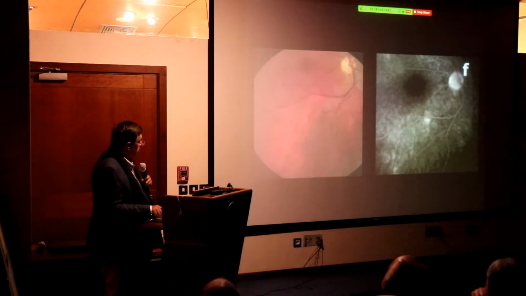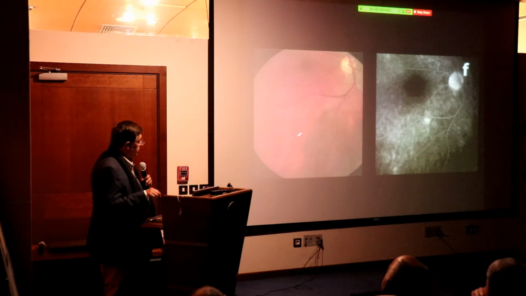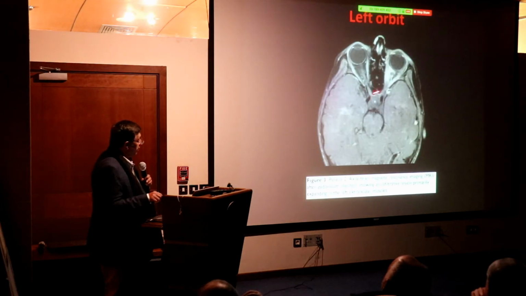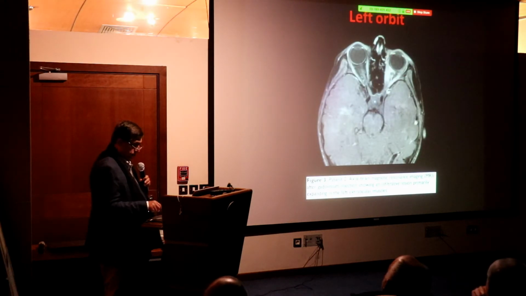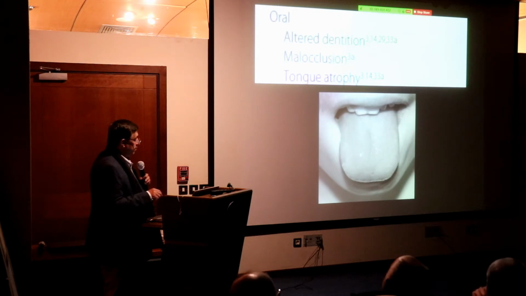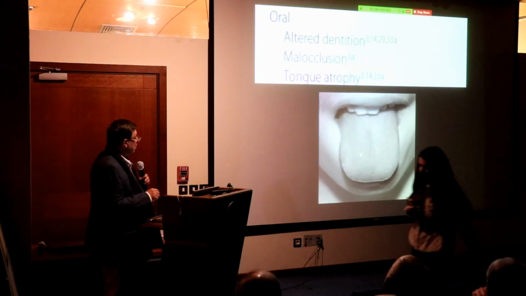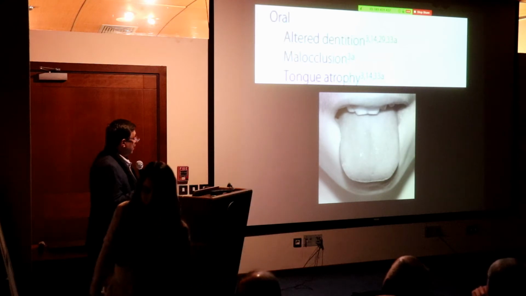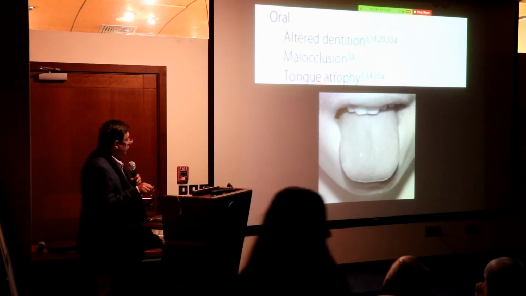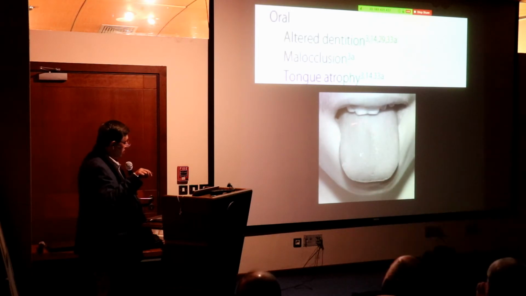atrophic, papilledema, and changes like this, loss of pigment. Look at the left orbit, it's atrophic. So this is really a multi-system disease. Here in the mouth, in the oral system, they can present with altered dentition, malocclusion, or tongue atrophy. In this case, there is basic atrophy.